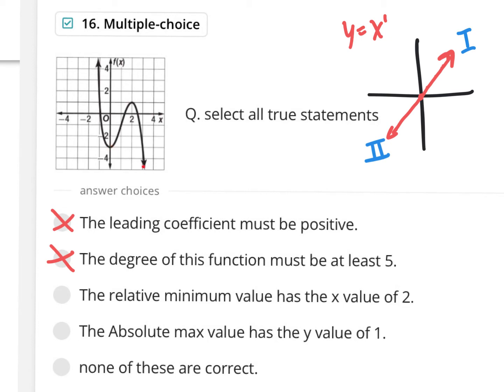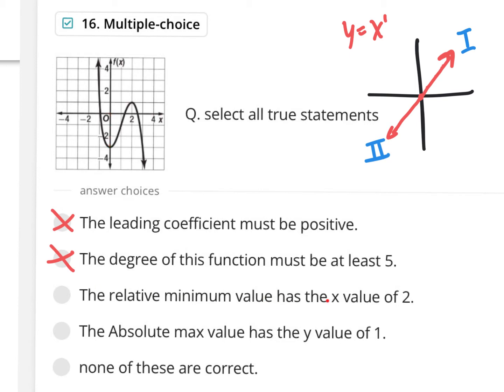Because there are points lower than this one. So this is just relative to this area. So it's going down, down, down, then it reaches a relative minimum point, then it comes back up. So this is the relative minimum. This is the location 0 on the x, -3 on the y.